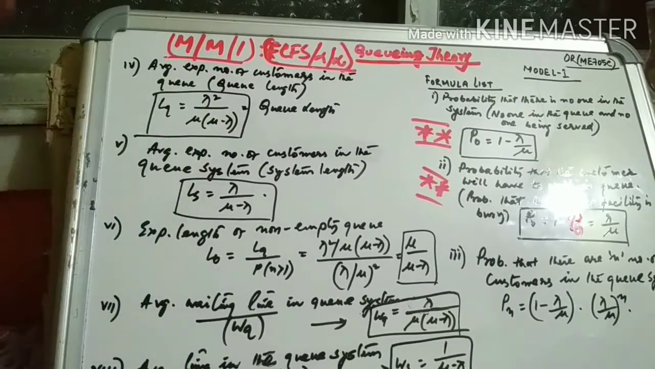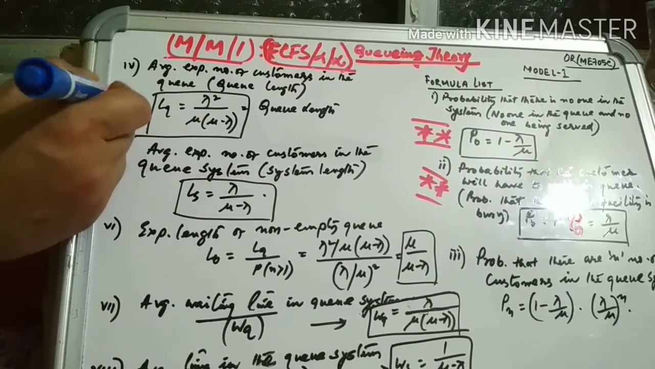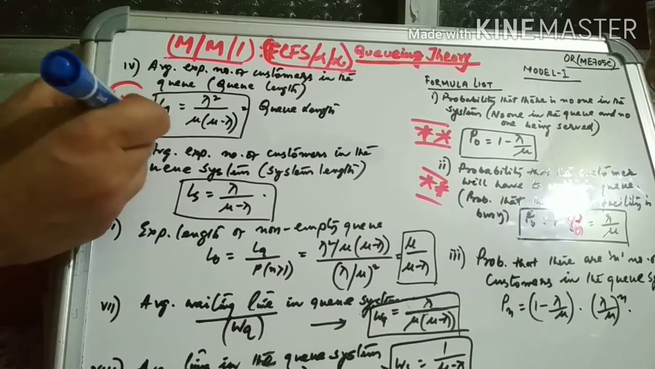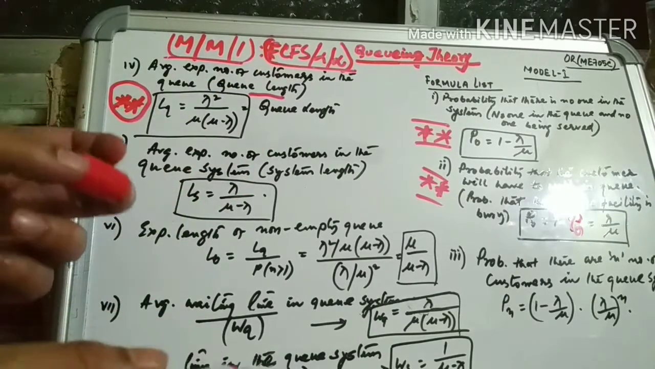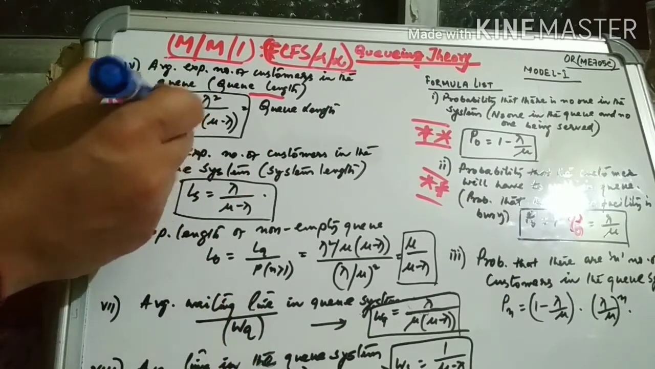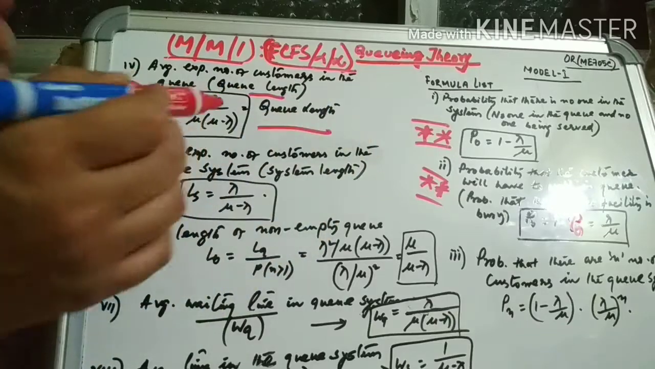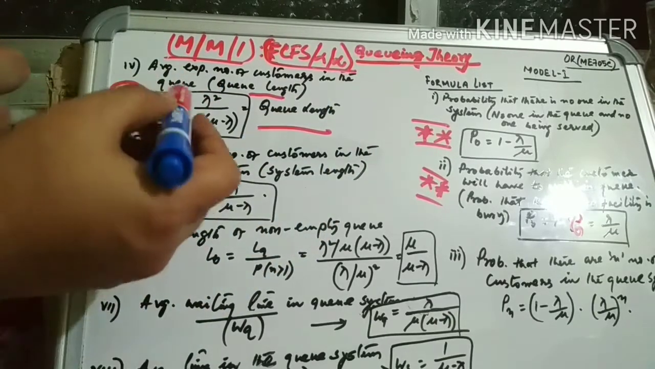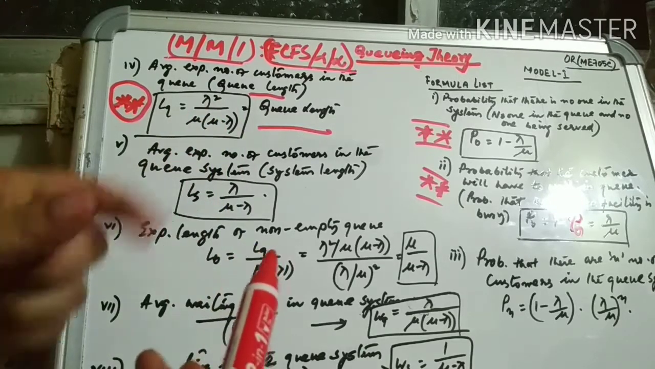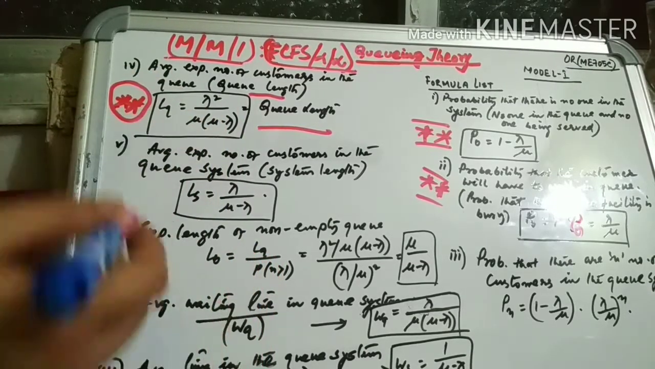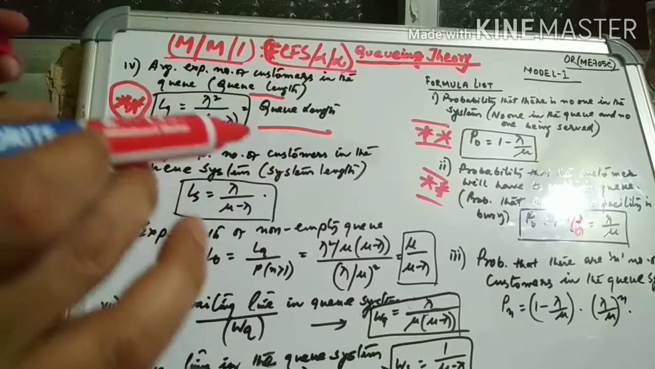In short, we will be using this term also. This is an important one, and we will be using the queue length in the coming numericals. So queue length is denoted by LQ, and it is given by lambda square by mu into mu minus lambda. Lambda square by mu into mu minus lambda will give you the queue length only.